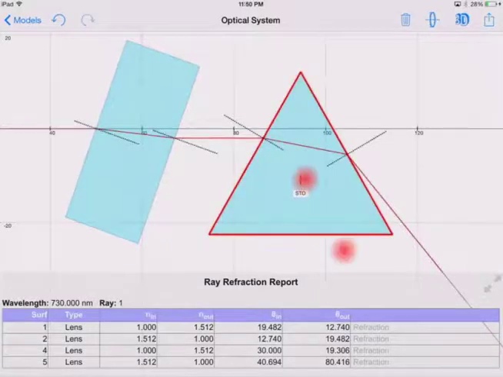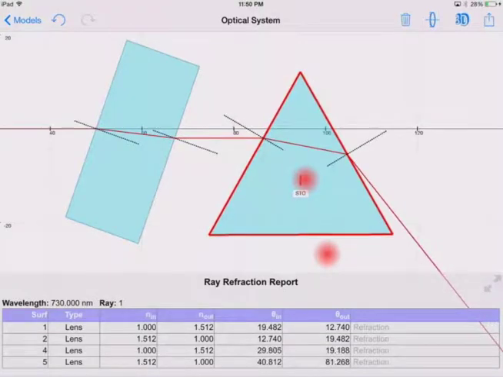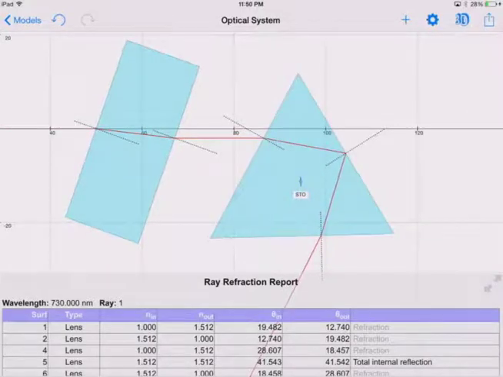Next, let's rotate our prism. I can rotate it so that the output angle gets closer and closer to 90. Once it reaches 90, we've reached the critical condition. Beyond 90, it is no longer possible for the ray to refract through the surface.